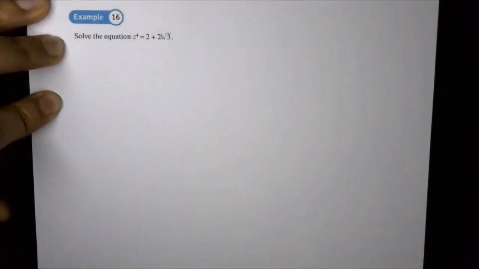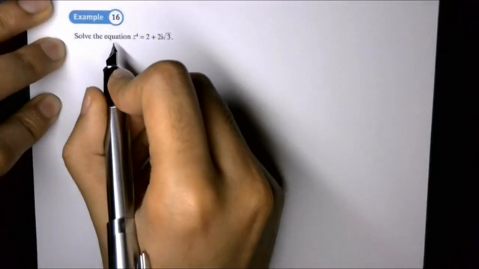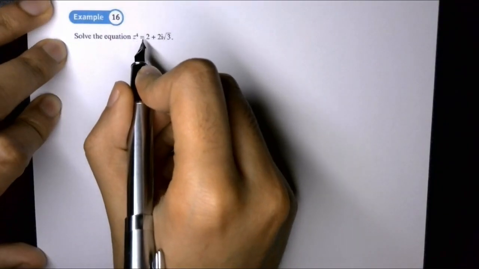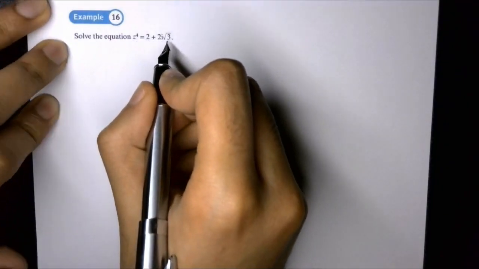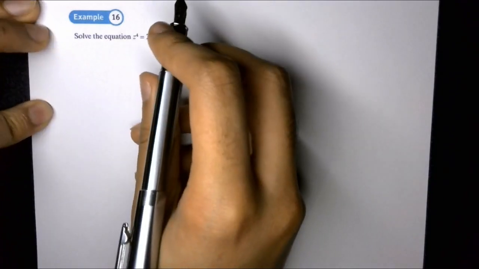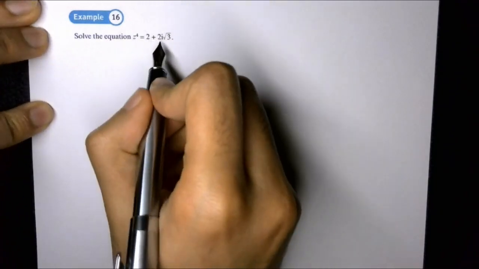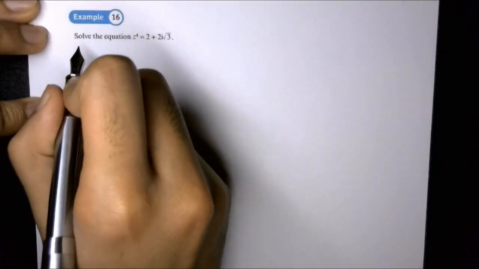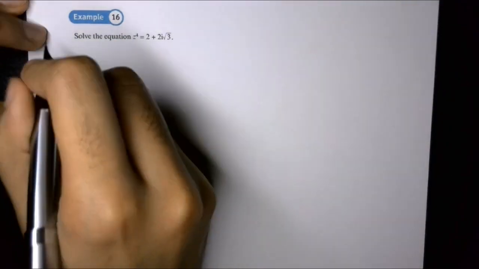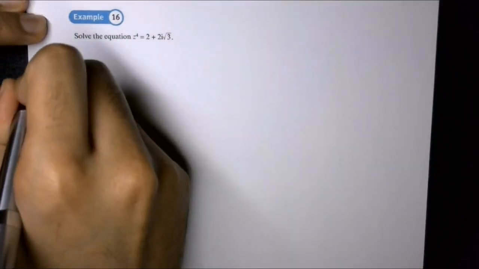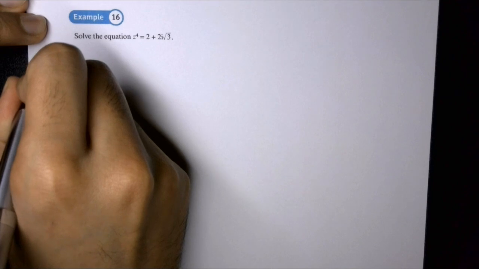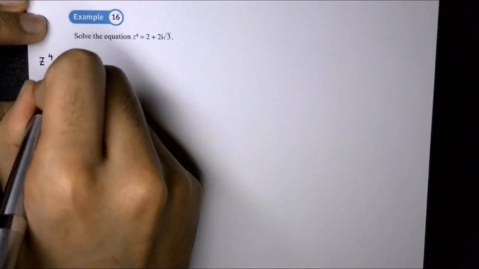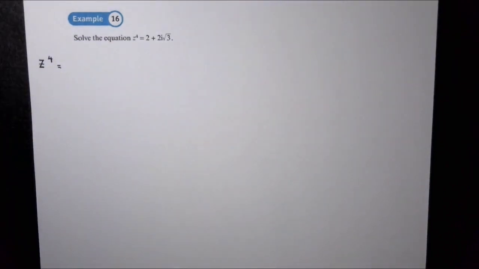Example number 16. We have to solve the equation z to the 4 equals 2 plus 2i root 3. Now before we do anything, I think it will be a good idea if we express this result over here in mod arg form. So if we do that, we can do that quite easily on our calculator. So far we've got z to the 4, and if we express this in mod arg form, well, we need to find the modulus and argument.